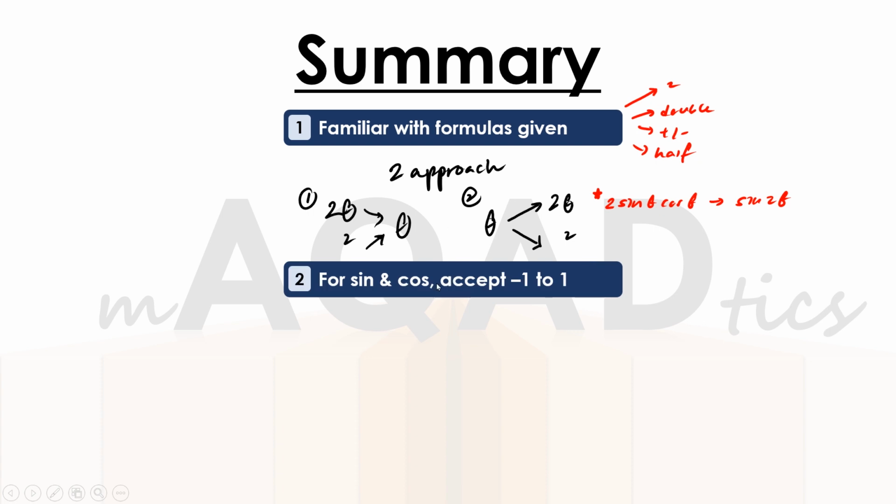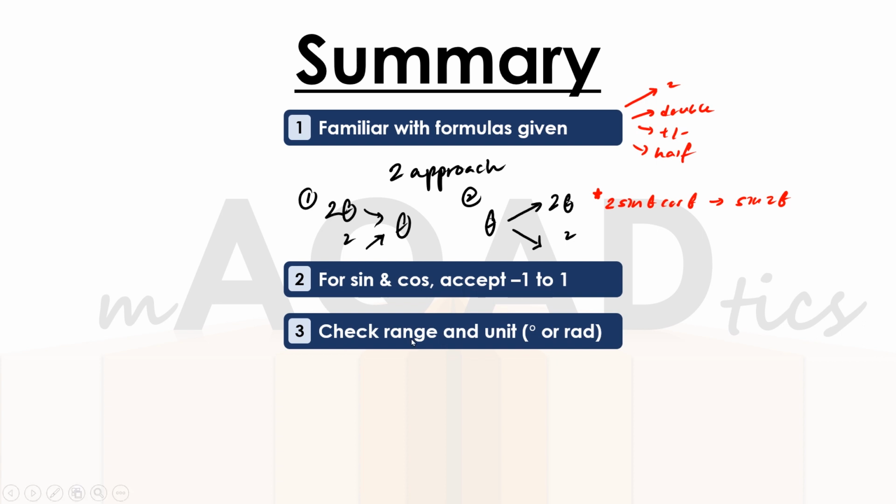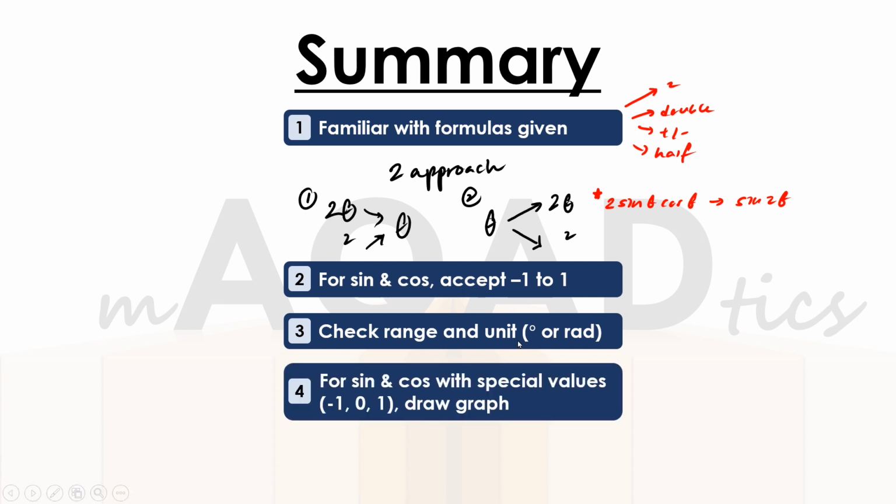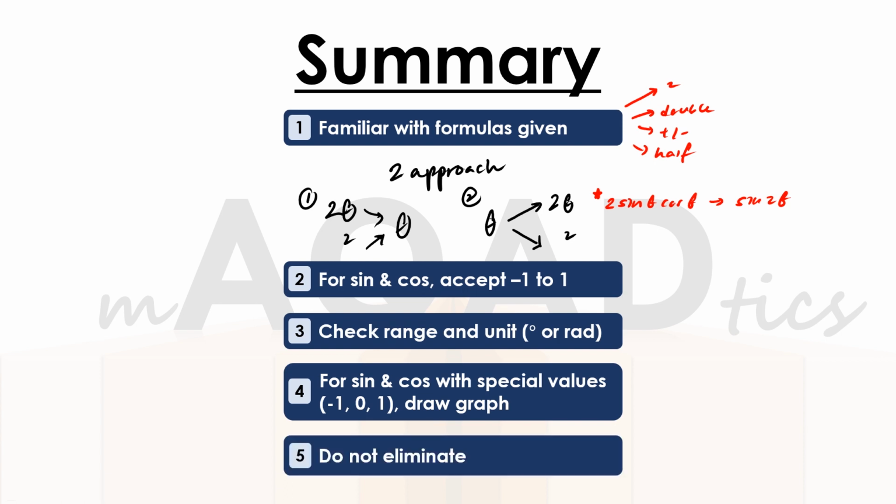The second tip here is for sine and cos, only accept values from -1 to 1. Again, the maximum and minimum value for these 2 graphs is only -1 to 1, that's why we accept within this range only. Third one, check the range and the unit. Fourth one, for sine and cos with special values like -1, 0, and 1, do draw the graph because there may be multiple answers. And the fifth one, I think this is very important, do not eliminate, do not move certain functions to the other side to make them disappear.